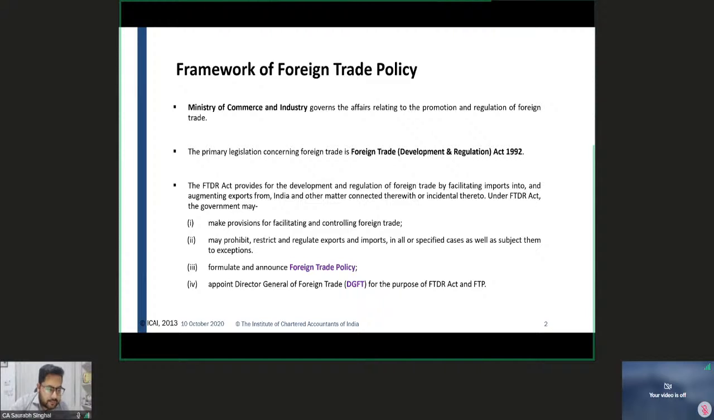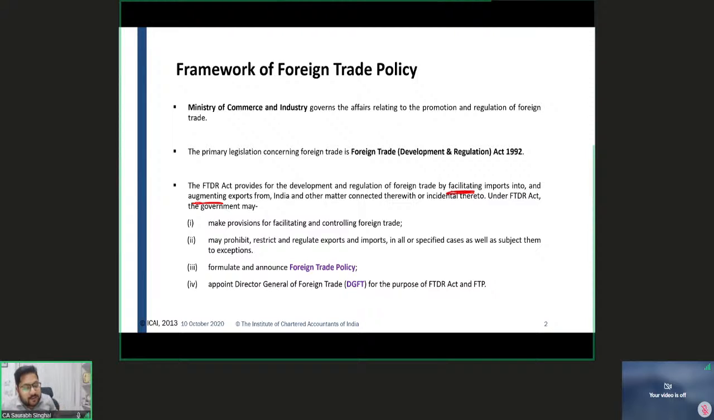Now this FTDR Act, if we go through the statement of reasons of this FTDR Act or the preamble of the FTDR Act, we would get to know that this act provides for the development and regulation of foreign trade by facilitating imports. Now understand these words. This is facilitating imports and augmenting exports. So they have to make the imports smoother and encourage exports, not just make exports smoother, but also encourage, augment exports from India and other connected matters incidental thereto.